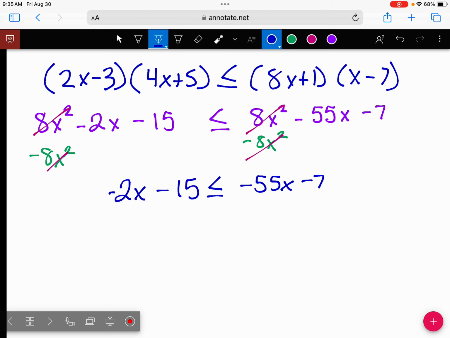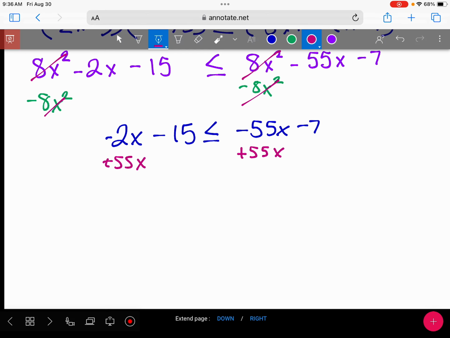Yeah. If we add 55x, if we add the smaller one, we're not going to have negative numbers that play games with our signs. So we'll always figure out which one's smaller. Negative 55 is in fact smaller than negative 2. So if you move the smaller one, we won't have to deal with the negative changing signs. So if I add 55x to both sides, that's going to give me 53x minus 15 less than or equal to negative 7.